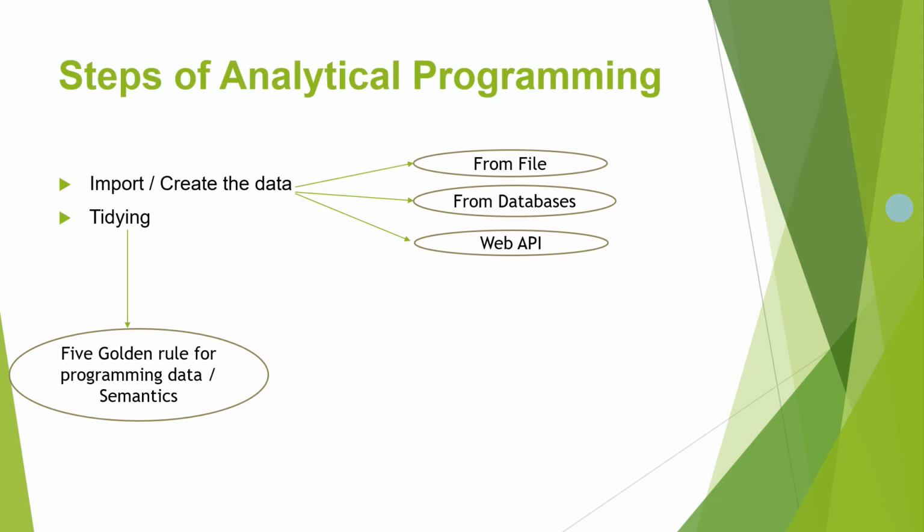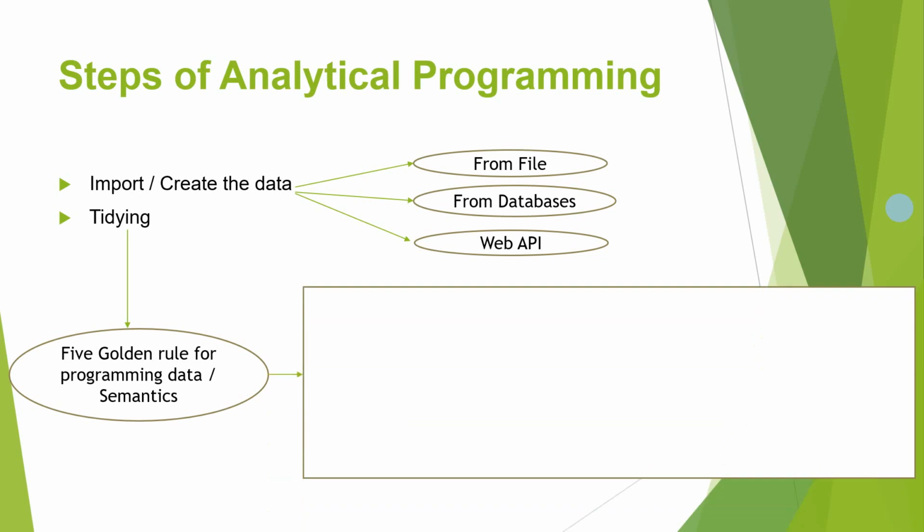Tidying generally has five golden rules. We need to follow these five golden rules. These are basically the semantics of a particular data type, data structure. So what are those? Whatever data you have, every variable is stored in its own column. It means that there will be different columns.